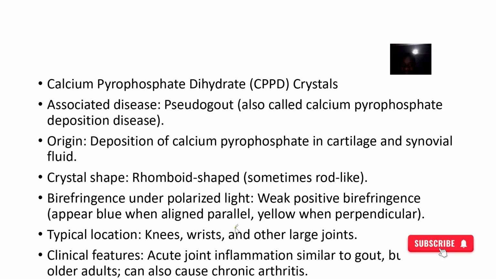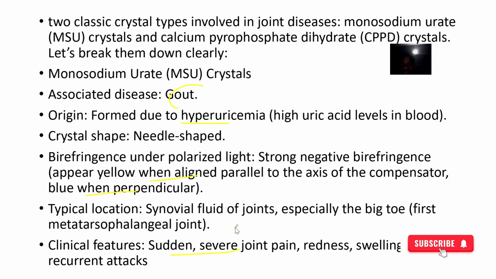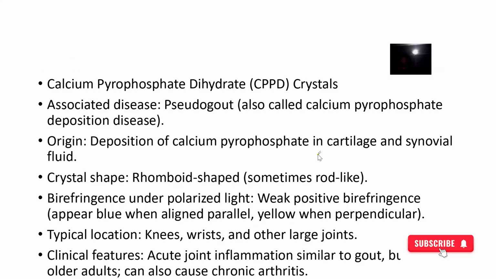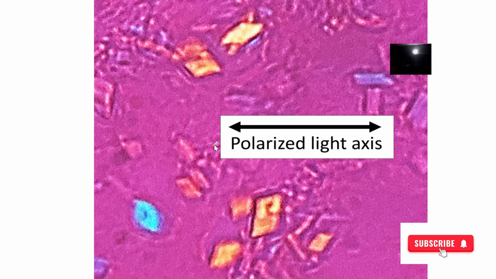Then next we have the calcium pyrophosphate dihydrate. Look at this. You see that for calcium pyrophosphate dihydrate, it looks more like a rhomboid shape. It's not pins and needles. This one is associated with pseudogout, which is sometimes called what? The calcium pyrophosphate deposition disease. The origin is a deposition of calcium pyrophosphate in cartilage and synovial fluid.